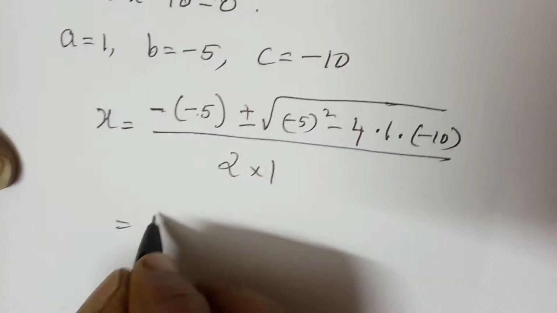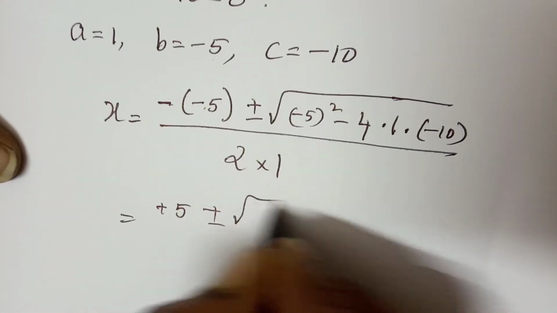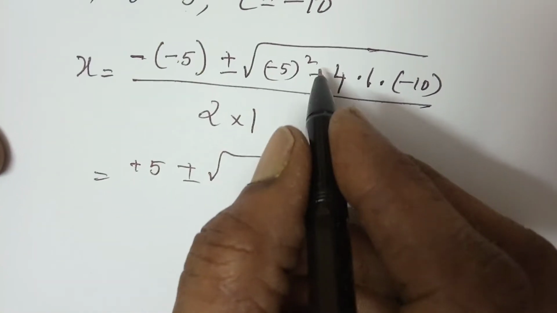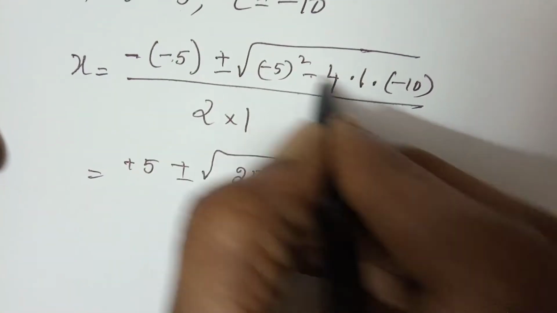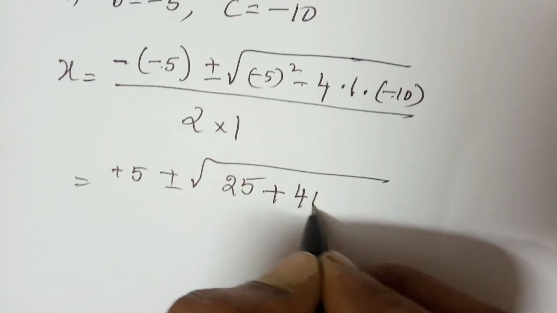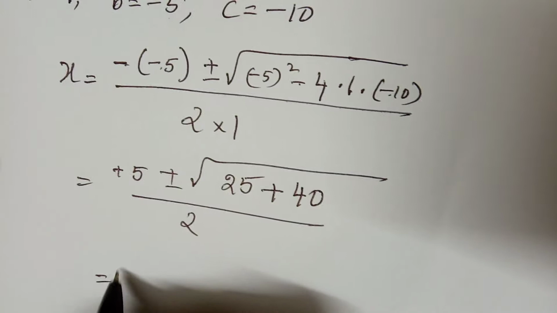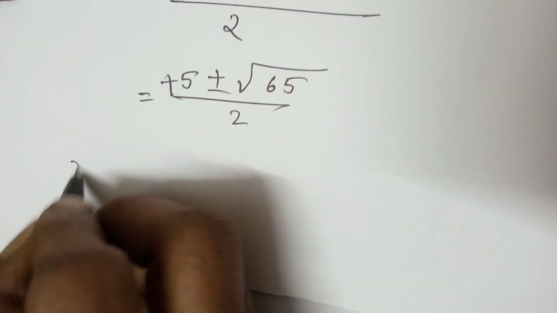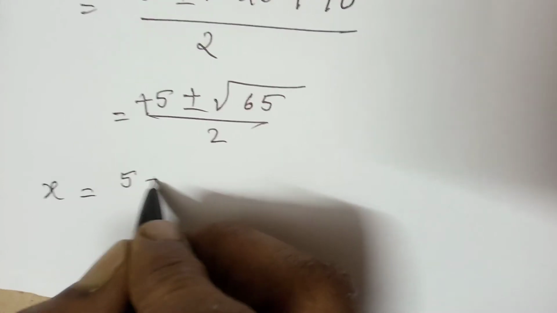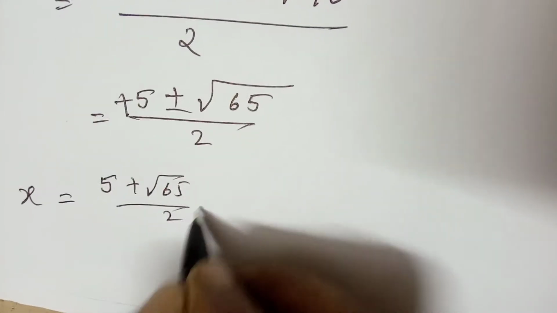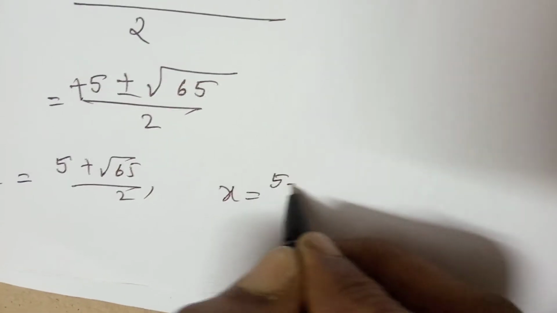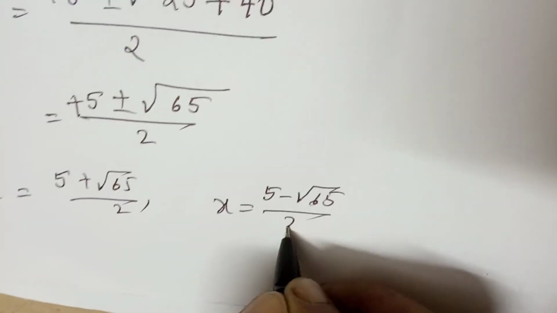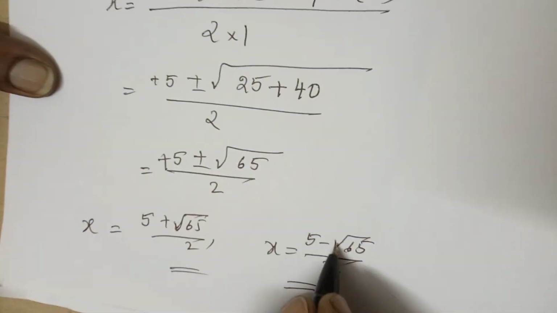Now here minus into minus is plus 5, plus or minus square root of minus 5 whole square, which is 25, minus into minus plus 40, by 2, that is 5 plus or minus root of 40 plus 25, 65, by 2. So x has two roots: one is 5 plus root 65 by 2, the other is x is equal to 5 minus root 65 by 2. These are the two roots of x. So you have the square root of 65 here.